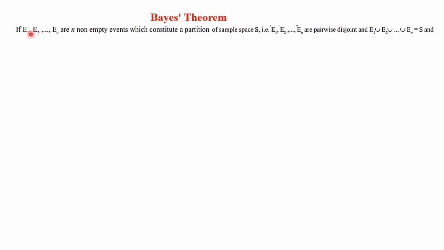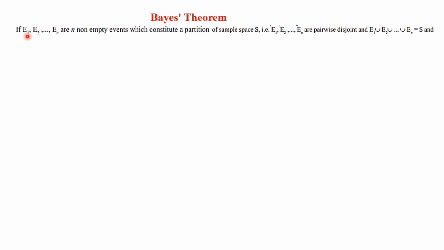Next we shall discuss the Bayes theorem formula. If E1, E2, etc., En are n non-empty events which constitute a partition of sample space S, that is, partition of sample space means these E1, E2, etc., En need to follow some conditions. That is, they should be pairwise disjoint, meaning when you take the intersection, it should be a null set. E1 intersection E2, or any two events' intersection if you take, it should be a null set, meaning there should not be a common element.